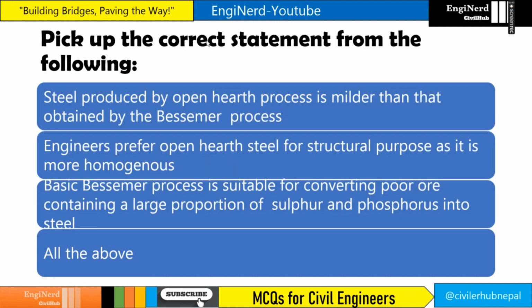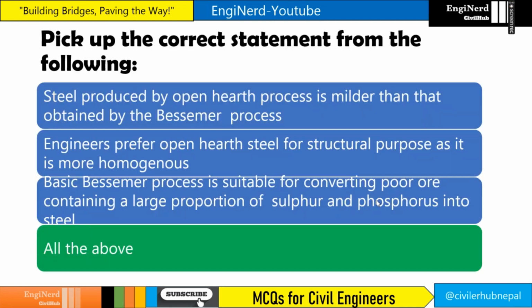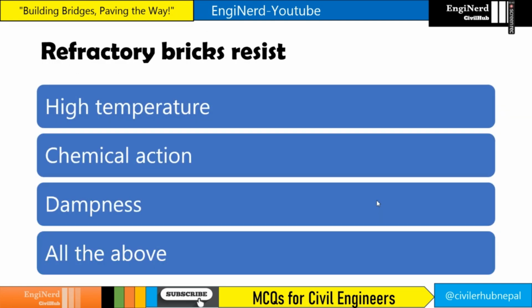The first option is correct, right? And then for the second one, engineer preferred, right? So if you see here, engineers preferred open earth steel to Bessemer steel for structural purposes as it is more homogeneous and reliable than Bessemer steel, right? So this is the thing. So we see here, basic Bessemer process. By this process, poor ore containing a large proportion of phosphorus or sulfur can be converted into steel. So our answer will be all of the above.